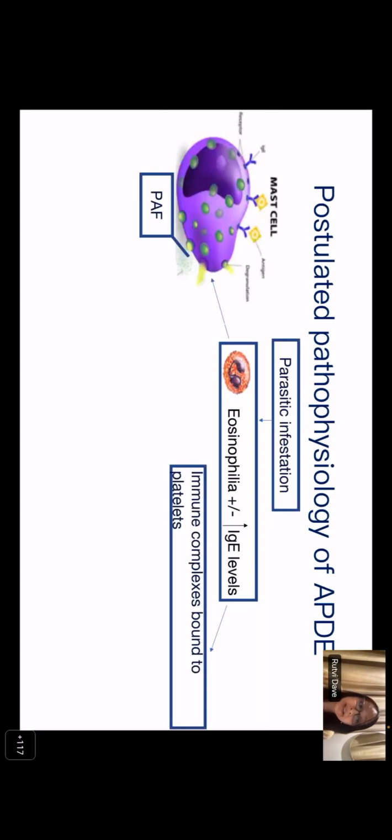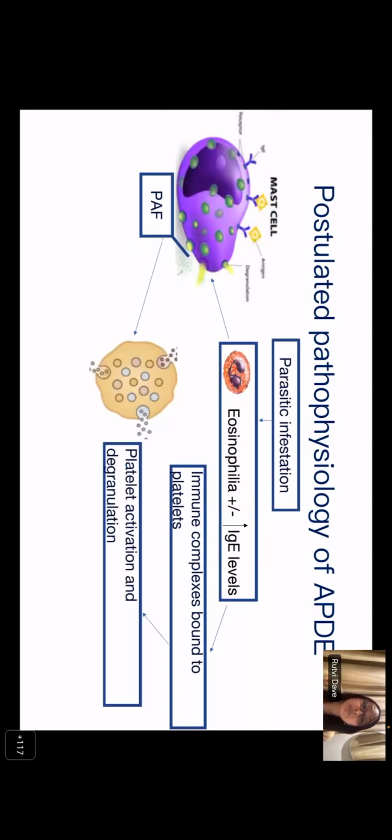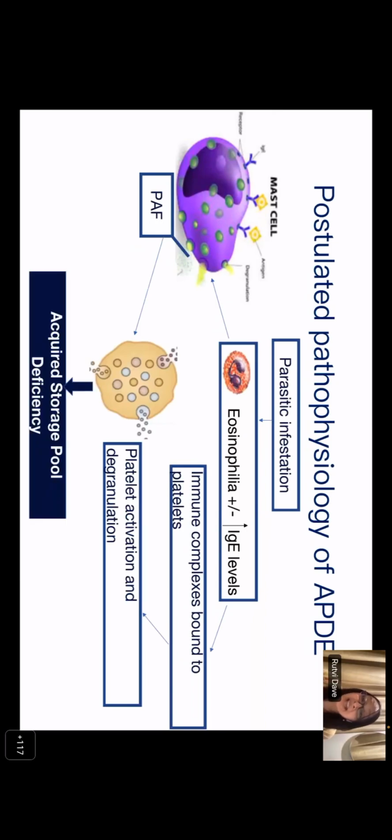So the postulated pathophysiology of APDE is that because of parasitic infestation, there is eosinophilia and elevated levels of IgE. This in turn will activate the mast cells and cause release of platelet activating factor from the mast cells. And the immune complexes of IgE will get bound to the surface of the platelets. So both platelet activating factor and the immune complexes will activate the platelets and cause degranulation.